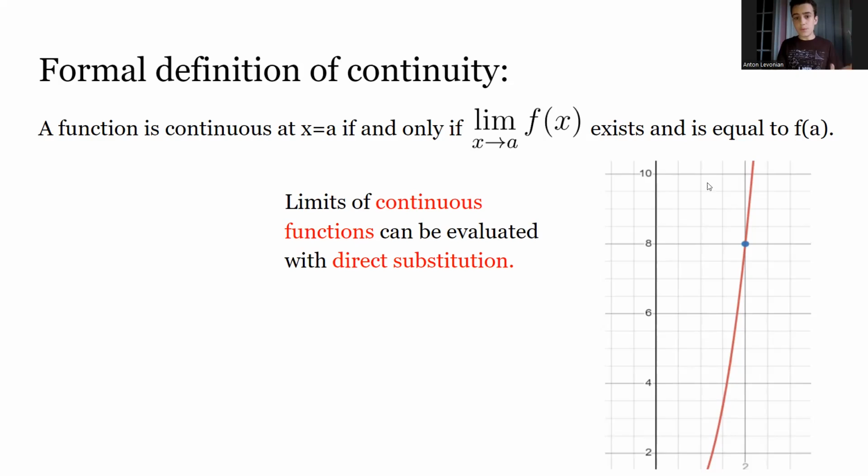Because if the limit as x approaches a of f of x exists and is equal to f of a, well, then we can just plug in x equals a into this thing right here, and we would get f of a. So the limits that we can evaluate with direct substitutions are the limits of continuous functions, or maybe not functions that are continuous everywhere, but at least functions that are continuous at the point where we want to evaluate the limit. So this is how a mathematician would formally talk about continuity using limits.